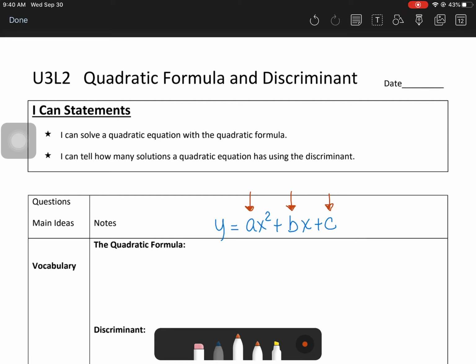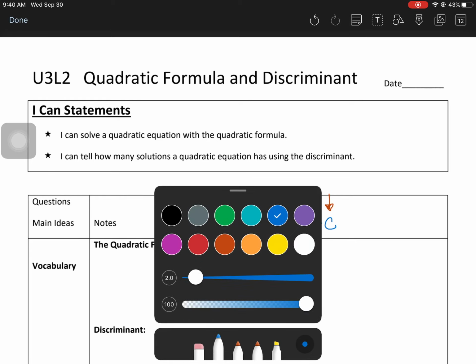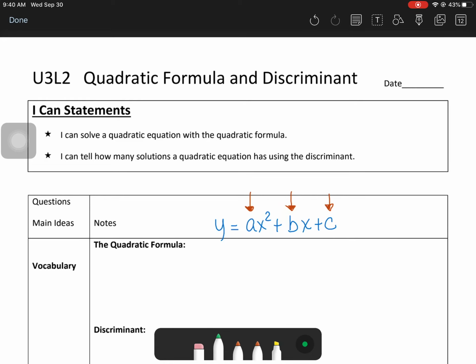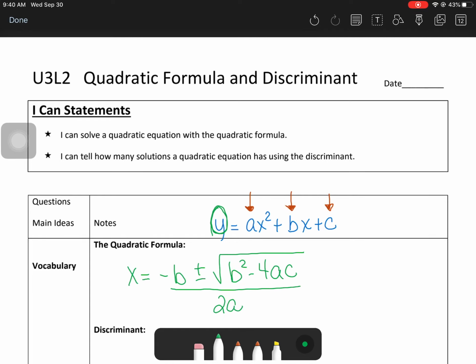And in order for us to solve a quadratic equation, we also have to remember that it has to be set equal to 0. The quadratic formula: x equals negative b plus or minus the square root of b squared minus 4ac all over 2a.